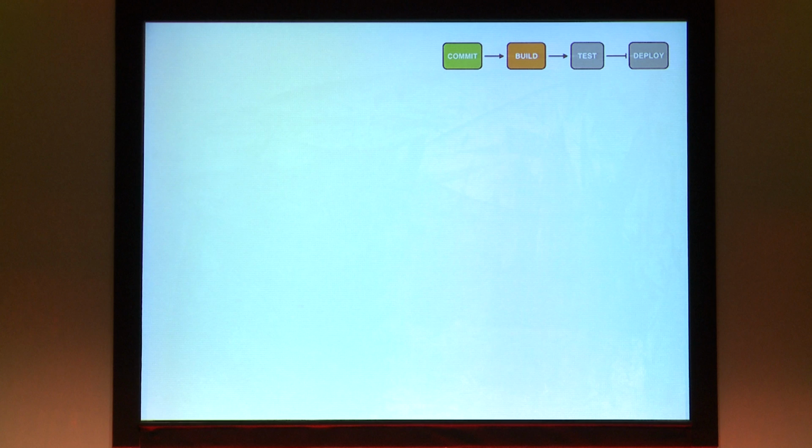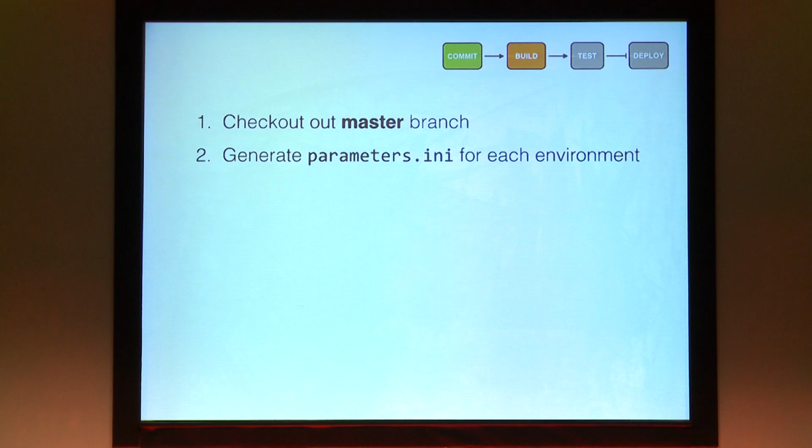So once we know that something has changed in our source code, the next bit is the build phase. So what were we doing there? Checking out the master branch, and generating the parameters.yml for each of the environments. So if you have a QA environment, a production environment, a staging environment, a test environment, we were generating one of these for each environment.